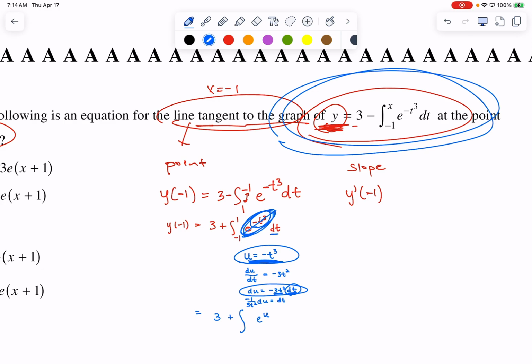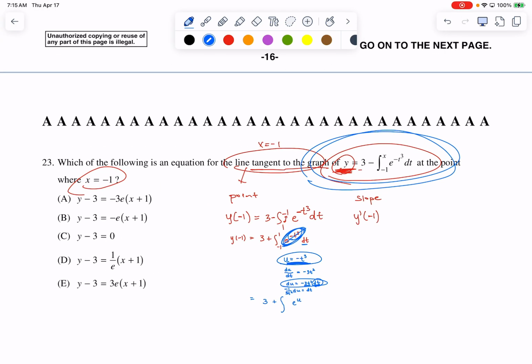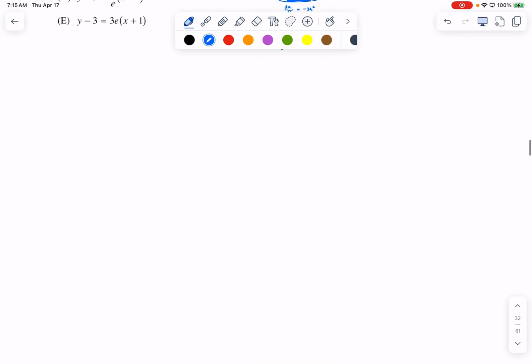I'm going to come back to this specific problem in class. It's going to be the first problem. I'm going to do this problem in class to show you why integration by substitution is used. I need to look at this. The derivative part will be easy.